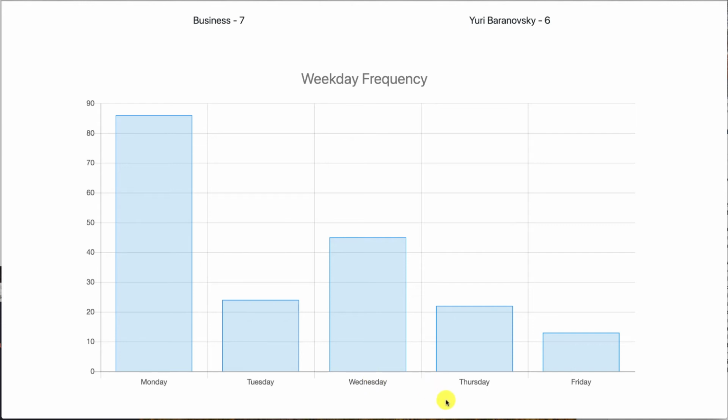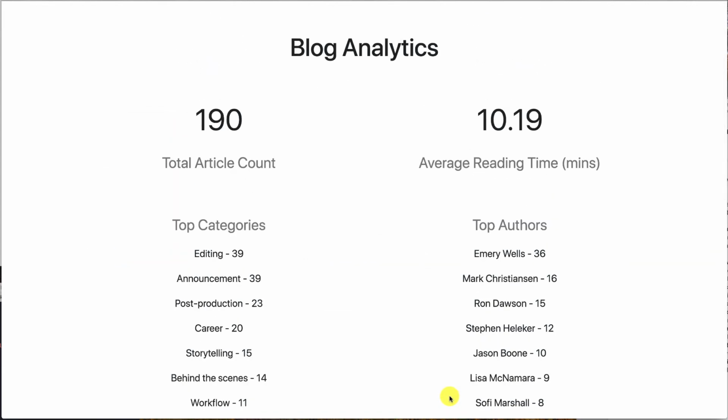Of course, there are so many other metrics that you could examine, like average article length by category, or we could even bring in social media metrics like Twitter shares to gauge which topics are popular. But for now, we'll keep it simple.